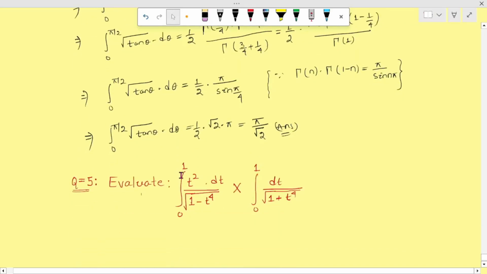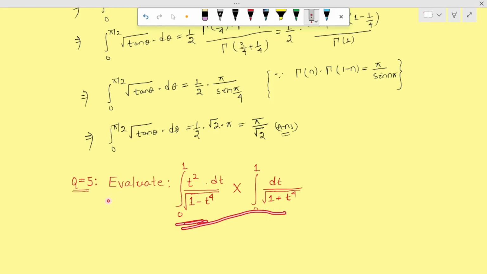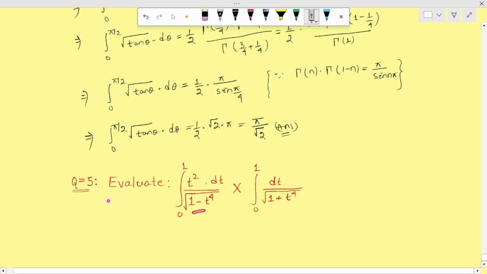Our next question is question number 5. Here we have to evaluate this integral. Here two integrals are multiplied with each other. The first integral is the integral from 0 to 1 of t square by root over of 1 minus t to the power 4 dt, into another integral from 0 to 1 of dt by root over of 1 plus t to the power 4. Here 1 minus and here 1 plus.